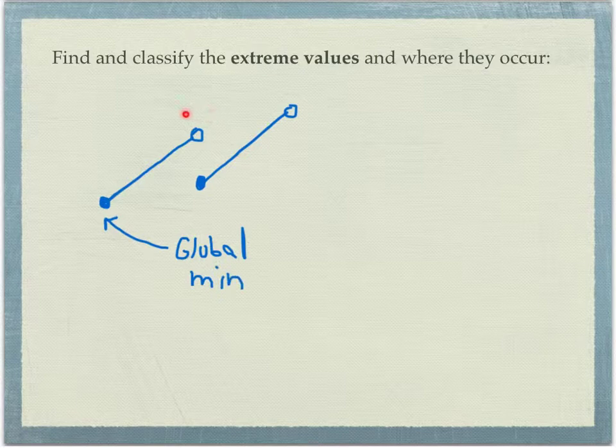What about this and this? Well, again, because they are open circles, there's not going to be any kind of maximum or minimum that occurs there. We could call this point right here a relative min, like that.